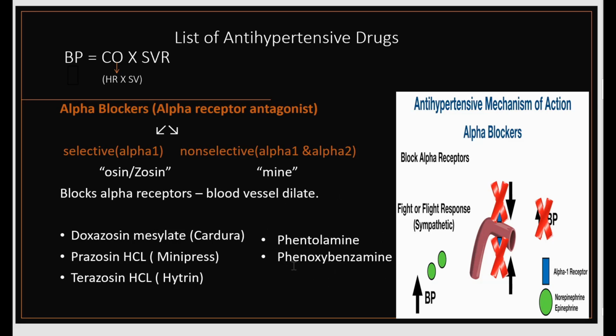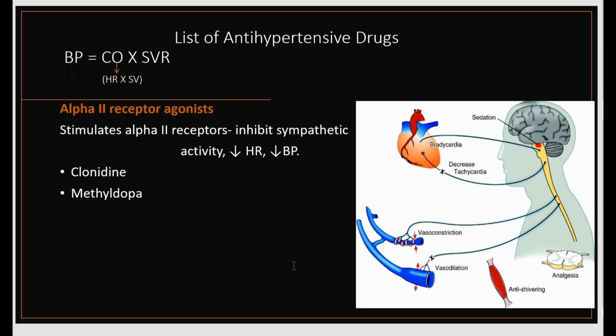These medicines are mainly used to treat hypertension associated with pheochromocytoma, that is a benign tumor in the adrenal glands. Now the fourth group is alpha 2 receptor agonist.